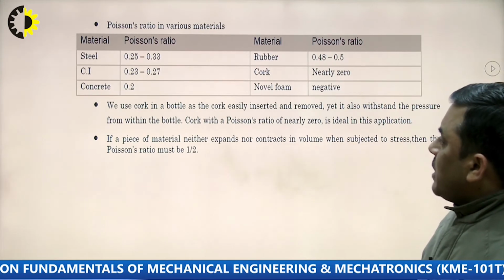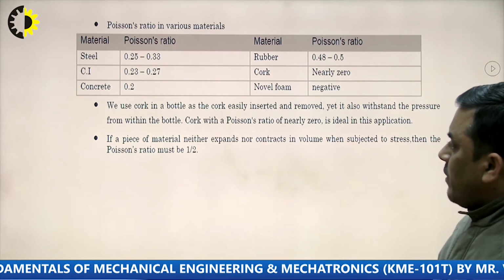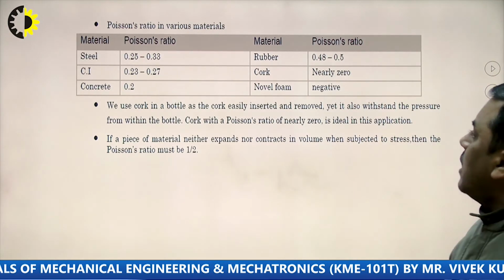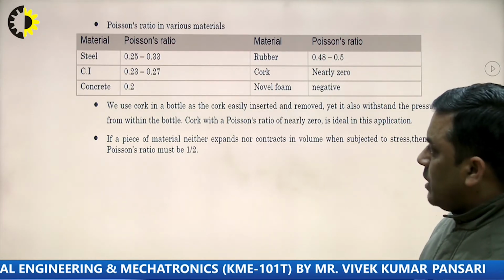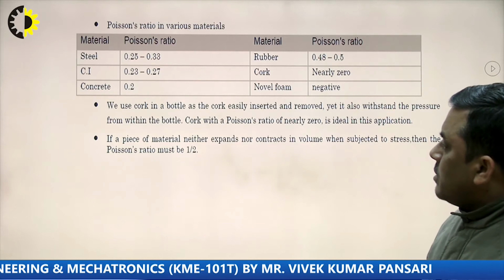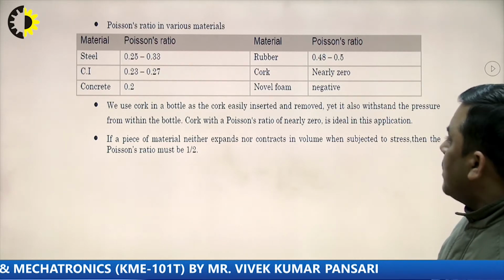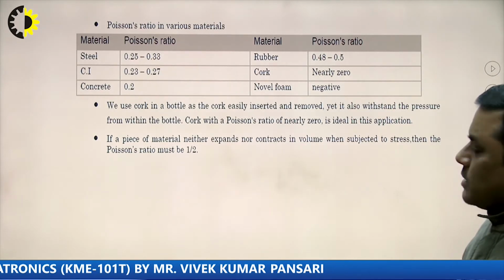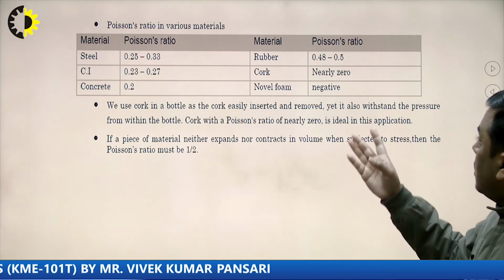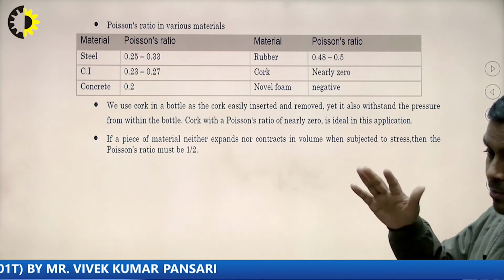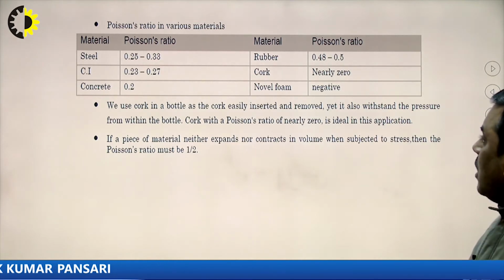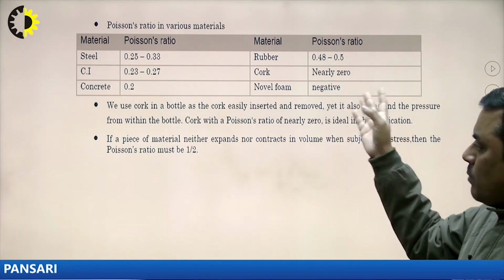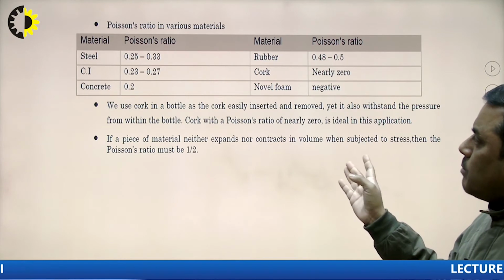So, for different materials like steel, cast iron, concrete, the Poisson's ratio is in between 0.25 to 0.33 for steel. For cast iron, it is 0.23 to 0.27. For concrete, it is around 0.2. For cork, which we generally place over water bottles, okay, it is nearly 0. So, these are some values of Poisson's ratio for different materials.